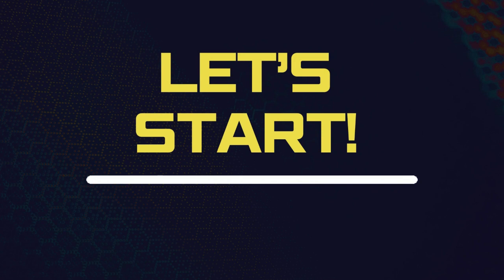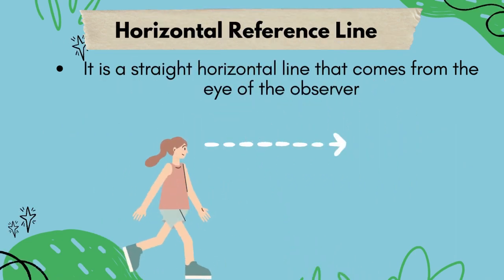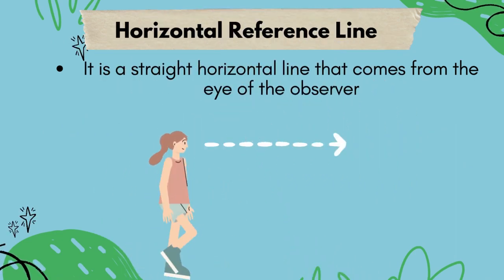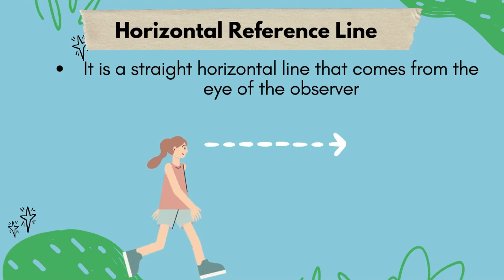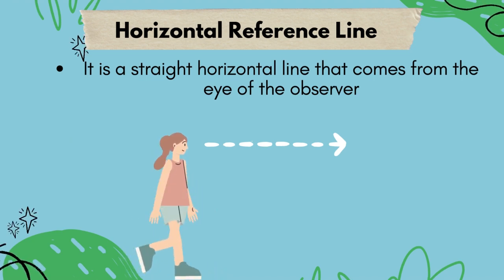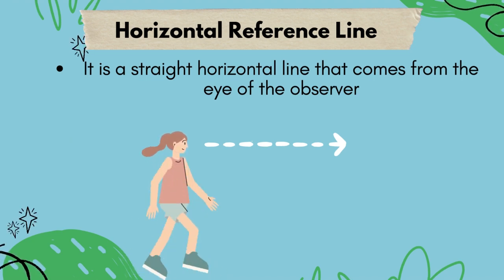So let's start. Let us first define some related terms. First is the horizontal reference line. It is a straight horizontal line that comes from the eye of the observer. In other sources, this is also known as the horizontal line of sight or eye level.